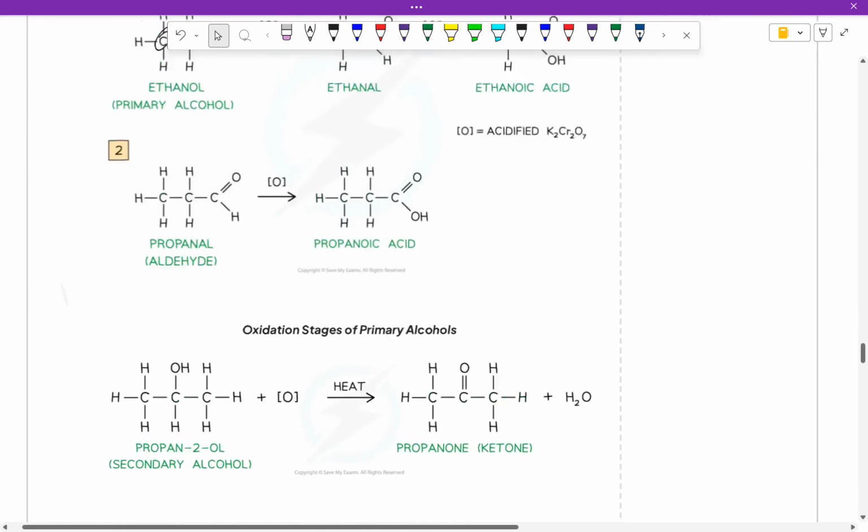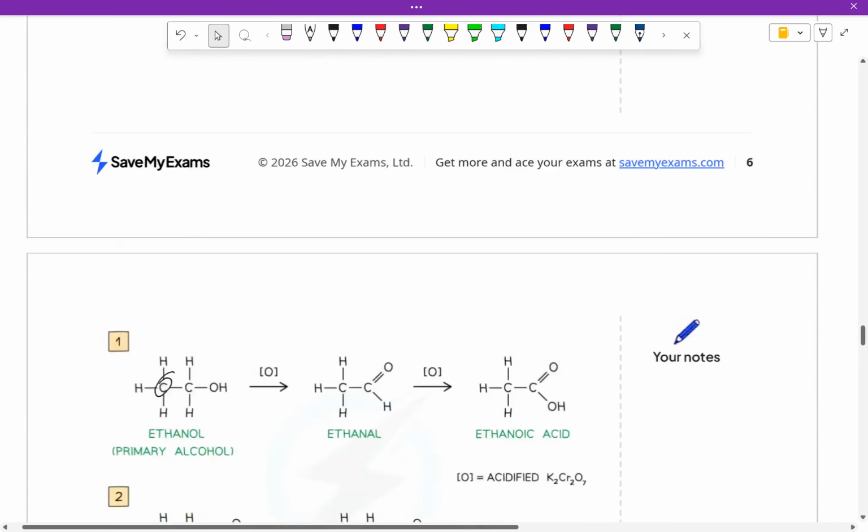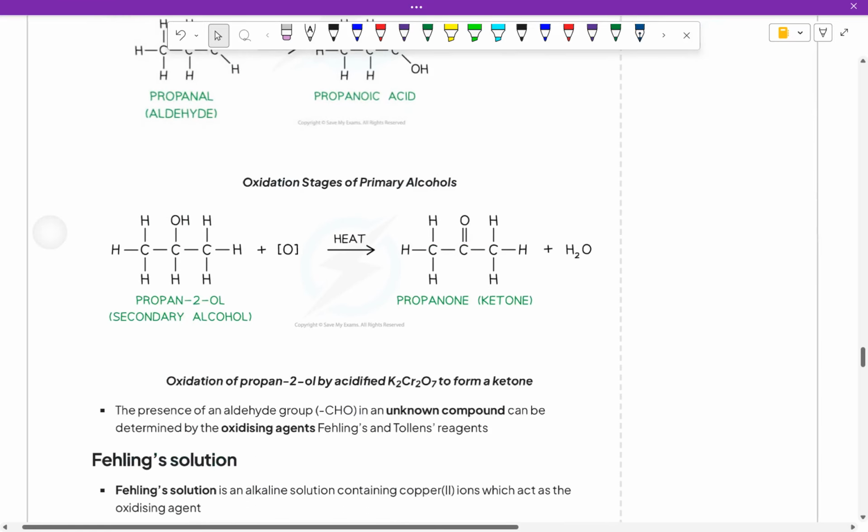No, it should be this one. For example, we have propan-2-ol. This is our secondary alcohol, because you can see the carbon here will have 1 and 2. So this is a secondary one.